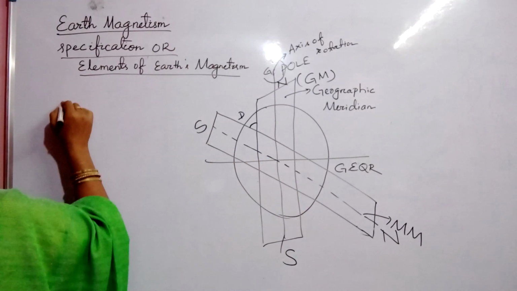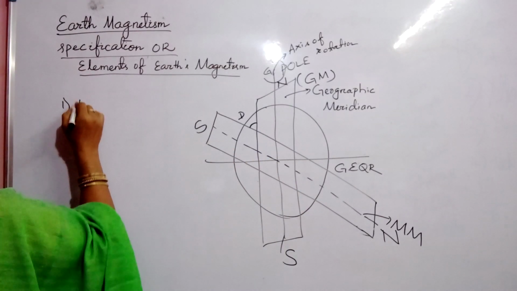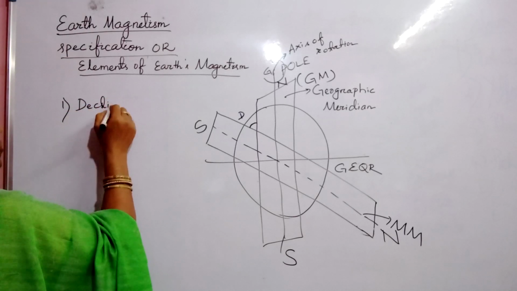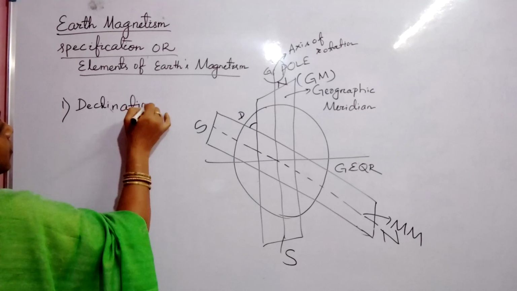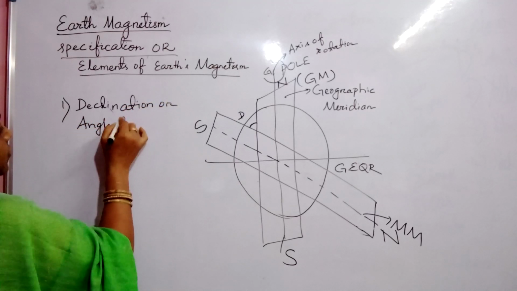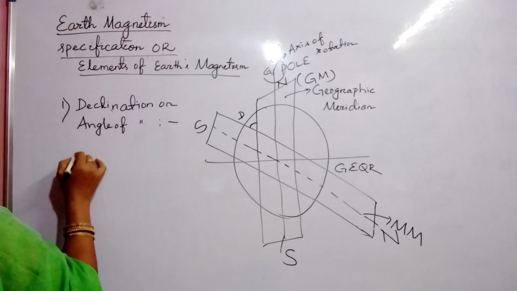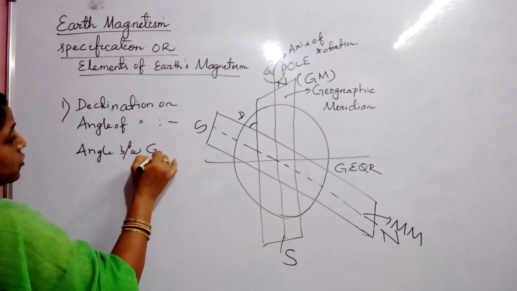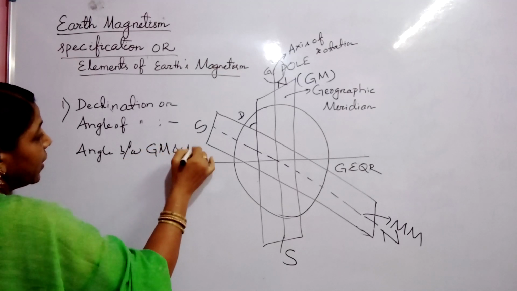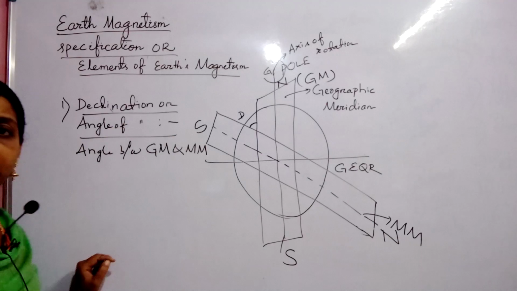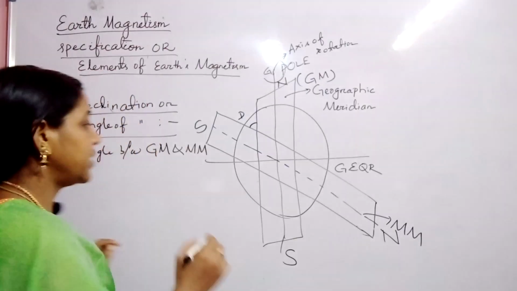So, first term, what is it? Declination, or angle of declination. What is it simply? The angle between geographic meridian and magnetic meridian. Clear? First term.